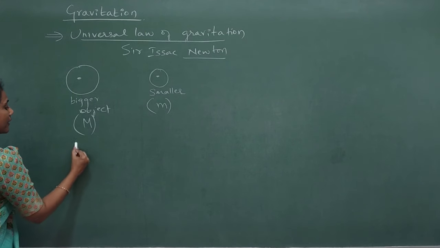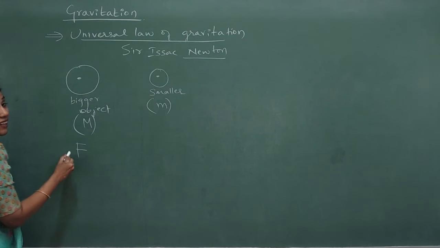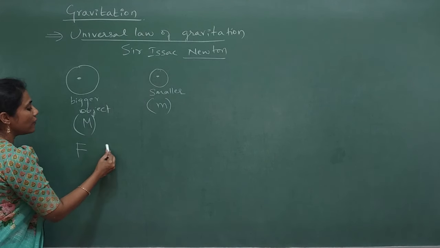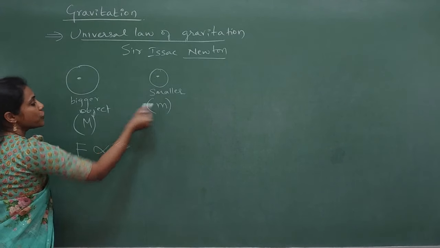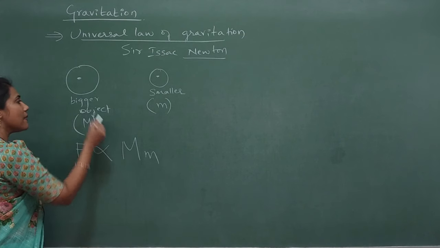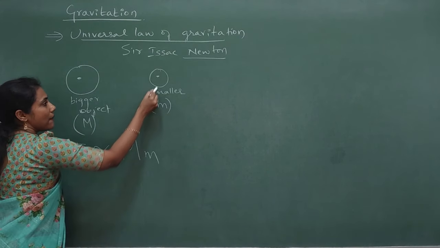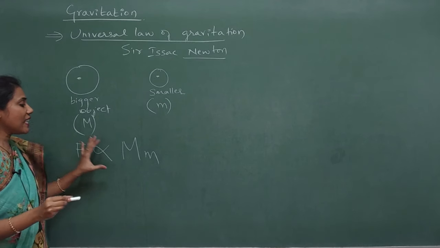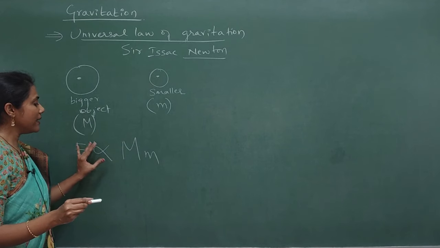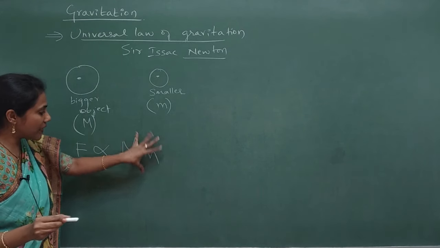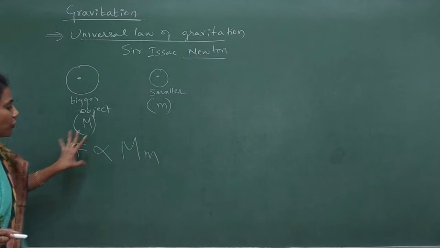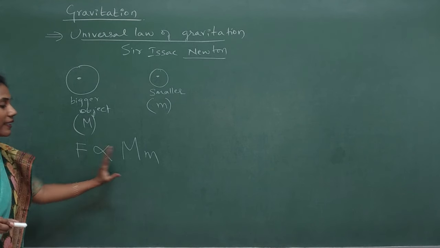And we know that F represents gravitational force. This gravitational force directly depends on these two masses, capital M and small m. Capital M is the mass of the bigger object, small m is the mass of the smaller object. So F is directly proportional to capital M and small m. Directly proportional means directly depends. If the product of the masses is more, force is more. If the product of masses is less, force is less.